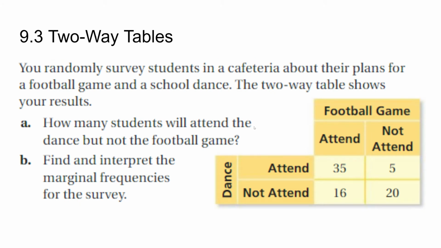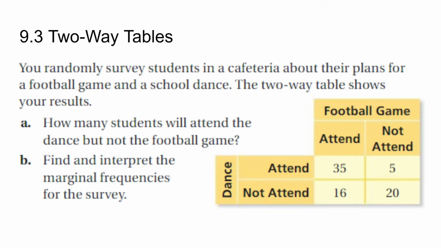It says you randomly survey students in a cafeteria about their plans for a football game and a school dance. The two-way table shows your results. First, how many students will attend the dance but not the football game? So we want to see how many are attending the dance but not attending the football game. And we see that we have 5 students.